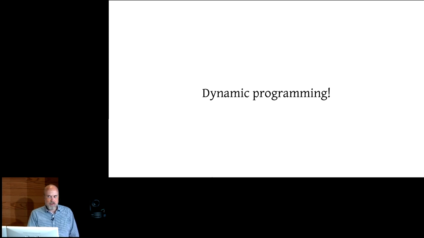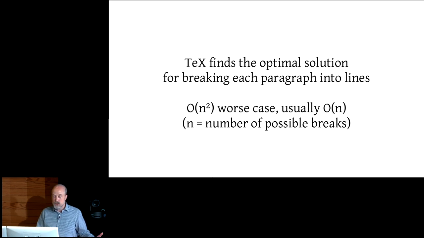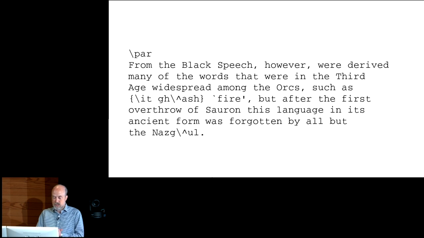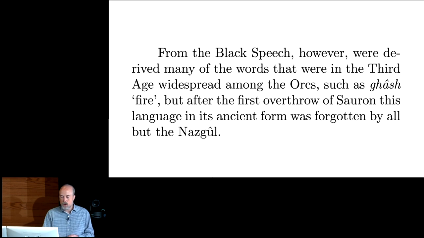I'll bet you thought dynamic programming existed only to be a whiteboard problem in interviews. Donald Knuth actually found dynamic programming could solve that problem and provide the optimal solution for breaking each paragraph into lines in an n squared worst case, actually usually only on the order of the number of possible breaks. So you put in plain text, it turned it into boxes and glue, and it managed to beautifully line up that right-hand side of each paragraph just like in a book.